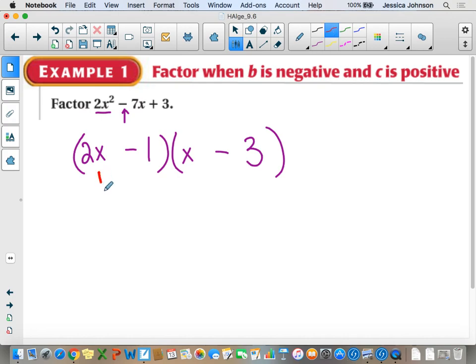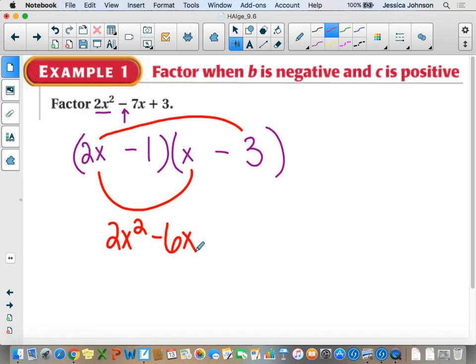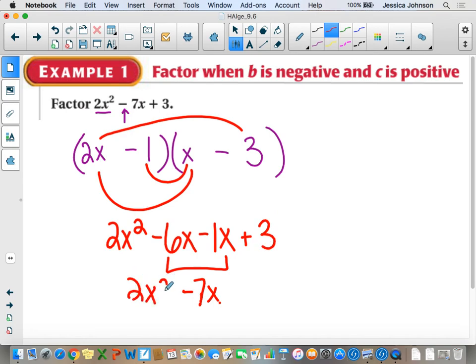So just to show that, 2x times x would give me 2x squared. Okay, using FOIL, 2x times negative 3 gives me negative 6x. And negative 1 times x would give me negative 1x. These two middle terms would combine to give me that negative 7x, which is what I was looking for. And negative 1 times negative 3 would give me positive 3. Okay, that gives me my original polynomial that I started with.